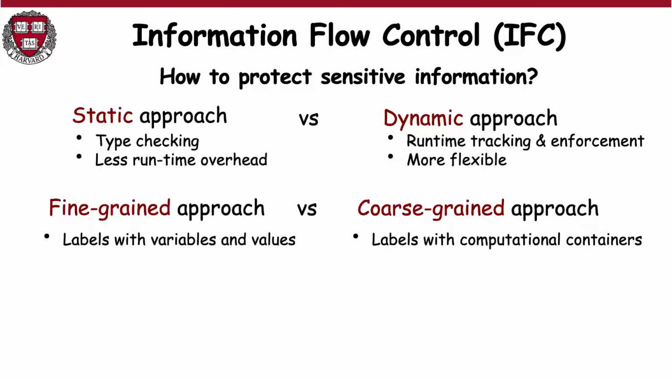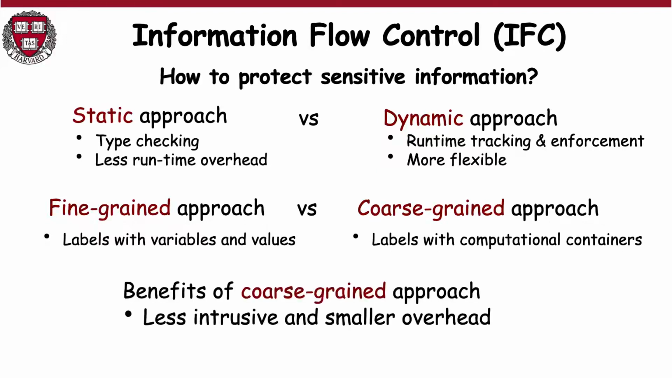From another point of view, IFC mechanisms can be categorized as fine-grained or coarse-grained. Fine-grained mechanisms associate security labels with variables and values, while coarse-grained mechanisms often associate labels with computational containers, for example, a lexically or dynamically scoped section of code. Compared with fine-grained mechanisms, coarse-grained mechanisms are often less intrusive. They require fewer changes to existing programs and pose relatively smaller runtime overhead, since fewer entities are tracked.